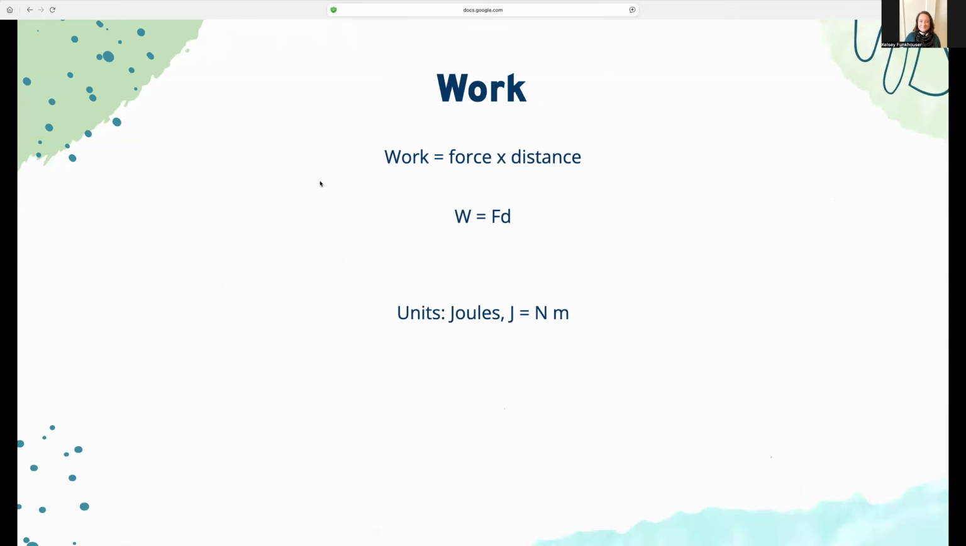So again, just to summarize all that in the same place and give you the units. Work equals the force times the distance. W equals F times D. And work and energy have their own units called joules, and we give them a capital J. And thinking about the units of force and distance, right? Force is in newtons and distance is in meters. So joules are newtons times meters.